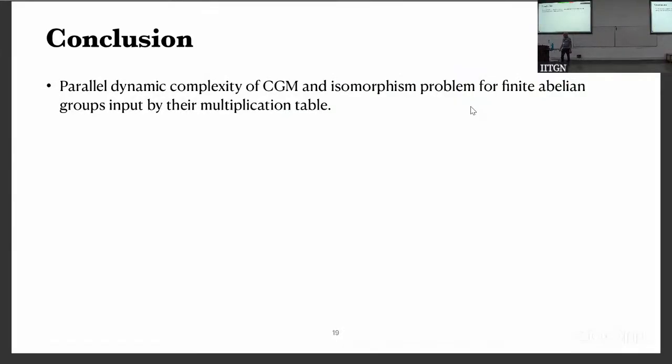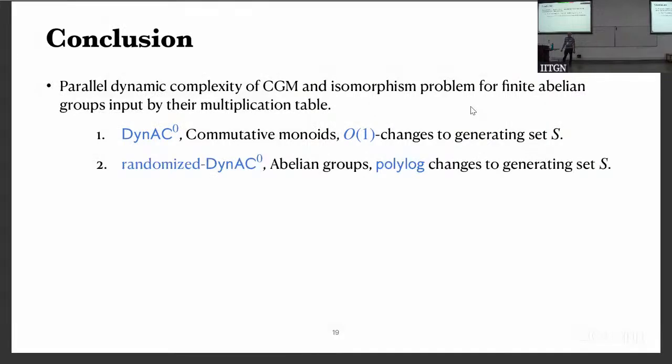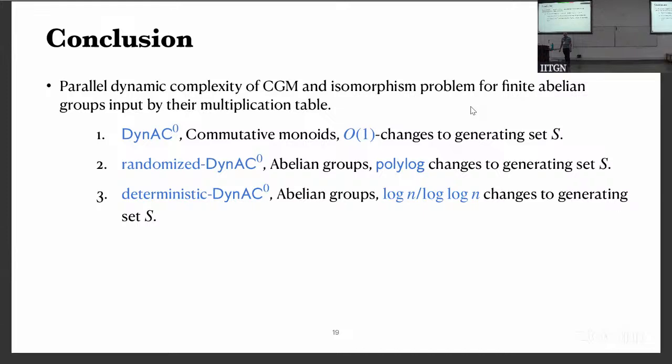So I reached the conclusion of the talk. Here we have seen that the CGM problem and the isomorphism problem can be solved in AC0 for commutative monoids under single changes, in randomized AC0 for abelian groups under polylog changes, and under sublogarithmic changes using a deterministic algorithm, which I did not have time to cover.